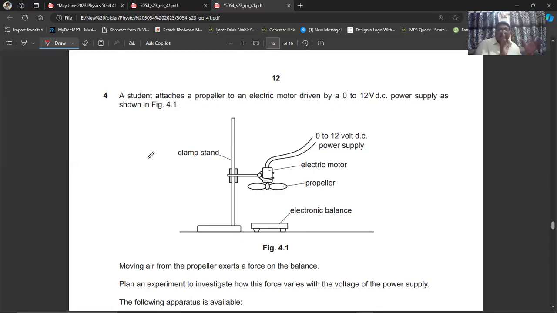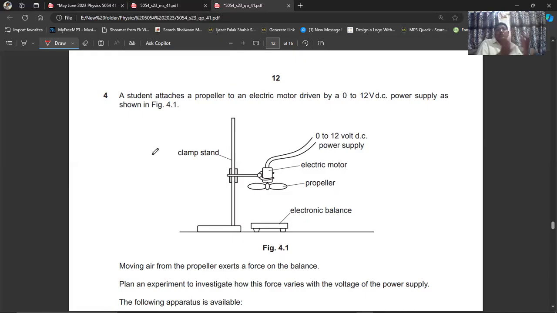Okay, then what are the key things which you need to keep constant: the electric motor should remain same throughout this experiment. The propeller should be same. The propeller size should be same. The electronic balance should be same. The area of the top surface of the balance should be same. The room temperature of this room should be same. The wind in this room should be same. So these are the few factors which should remain same. The power supply should remain the same, although you are changing its voltage. It's a variable power supply.